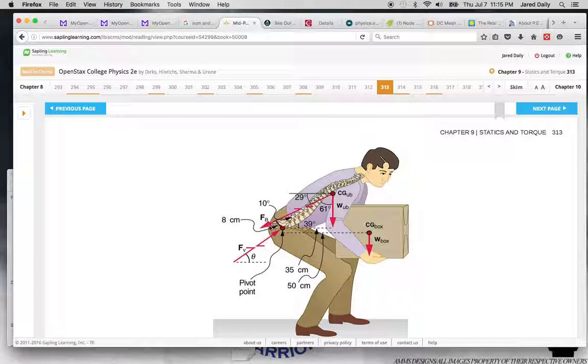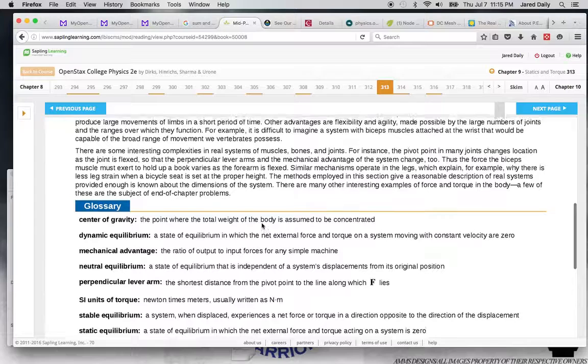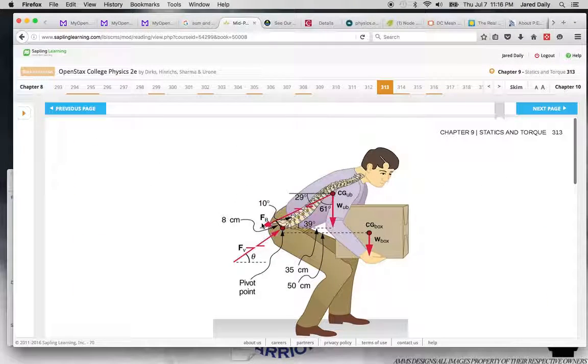Anyway, on here they're kind of showing those forces. So here's one force, here's another force, and you can see there are these tiny little distances but huge forces as you lift a box this way. And here's a distance, 35 centimeters out to here, 50 centimeters out to here. That's a lot of torque being cranked around your back. Not a good thing. So that's the idea of torque and statics.